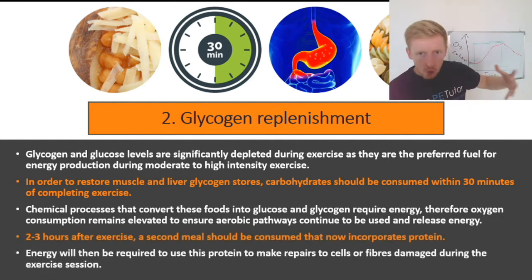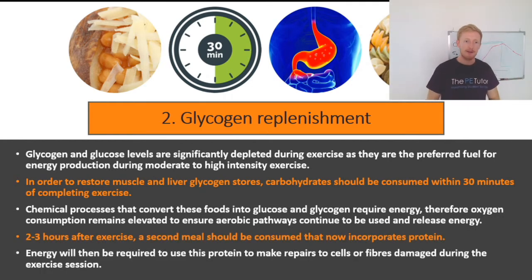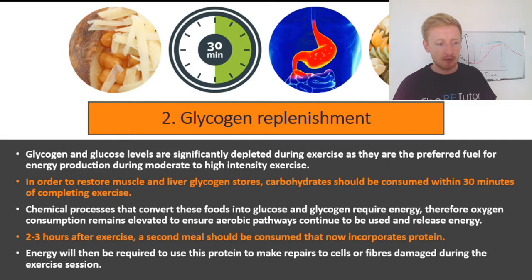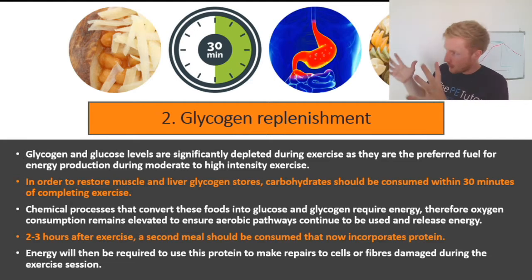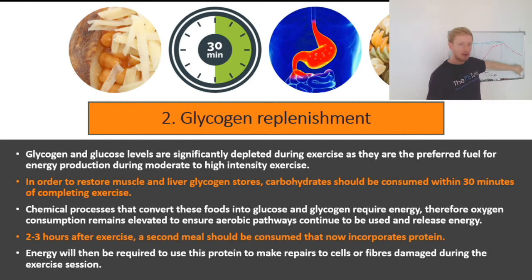But this whole conversion process, breaking down carbohydrates, delivering them around the body, storing them, it takes energy. And where do we get this energy from? We get it from the aerobic pathways. We get it by breaking down fats that are still available. We get it by oxidizing them with surplus oxygen. Hence, we need EPOC.